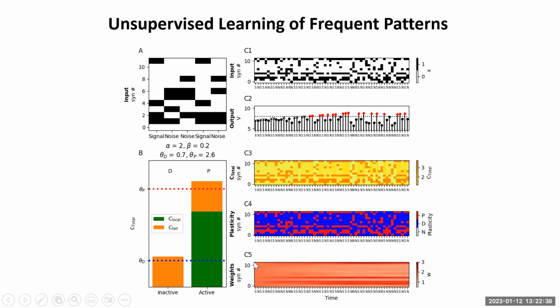You also see this in the synaptic weights: over time, the synaptic weights converge to this signal pattern. And that's why eventually you get spikes here, because those are the weights that are eventually potentiated.